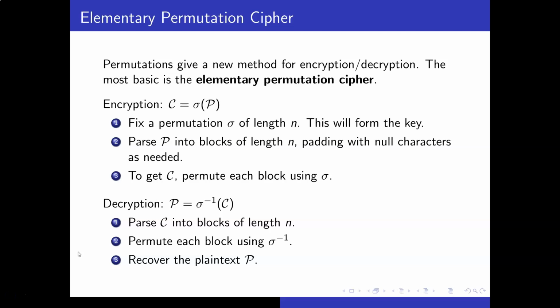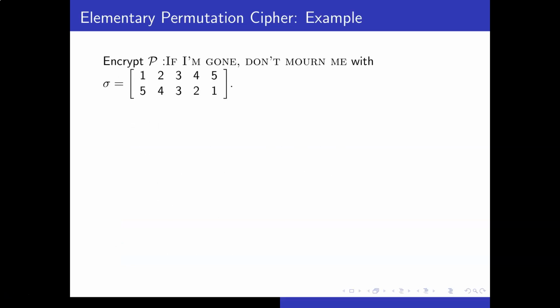Okay, so let's look at an example. All right, so we're going to encrypt "If I'm Gone, Don't Mourn Me" with sigma as given there. So 1 goes to 5, 2 to 4, 3 to 3, 4 to 2, 5 to 1. Okay, if you look at it, 1 and 5 get transposed, 2 and 4 get transposed, but 3 remains the same. Okay, so I want to break my plaintext into blocks of length 5.